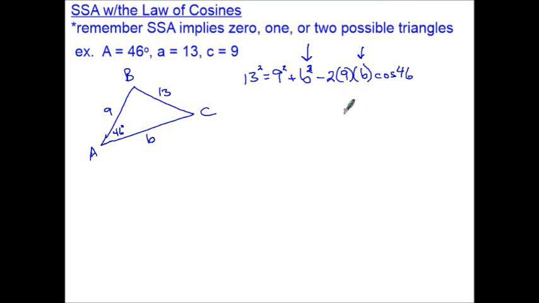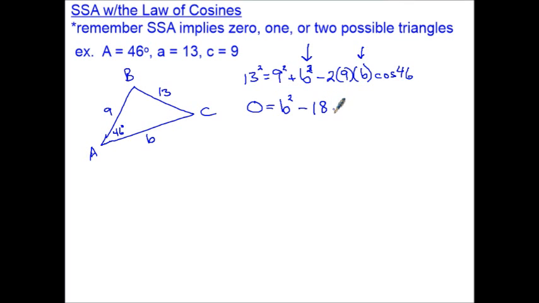Granted, it's a little bit messy right now, but what I'd like to do is rearrange it so it's in a nice descending order setup, and get rid of the 13 squared on the other side by subtracting it off as well. If I do that, I eventually get a 0 on the left. I've got this b squared, I'll just bring it first, and then, gotta be careful about this, I've got the 2 times 9, that's an 18, and then I've got the cosine 46, which again is really a number. It's some icky decimal that I'm not going to multiply out right now.